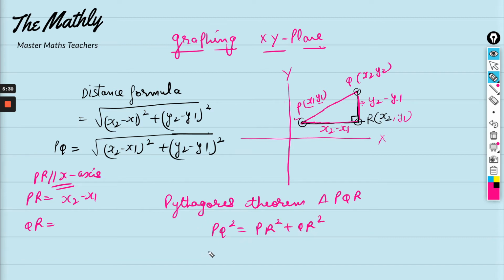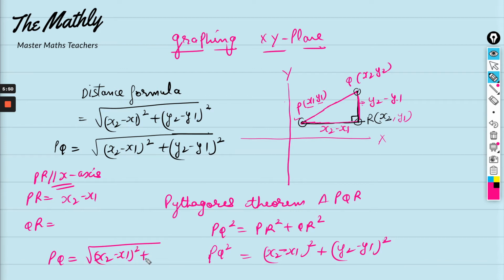Now, what is PQ square? We need to find it out. What is PR square? That is X2 minus X1 whole square, plus QR square, which is Y2 minus Y1 whole square. Now, if you take the under root, I can get the distance formula. That's what the distance formula says. So this is how you can derive the distance formula. Very easy concept.